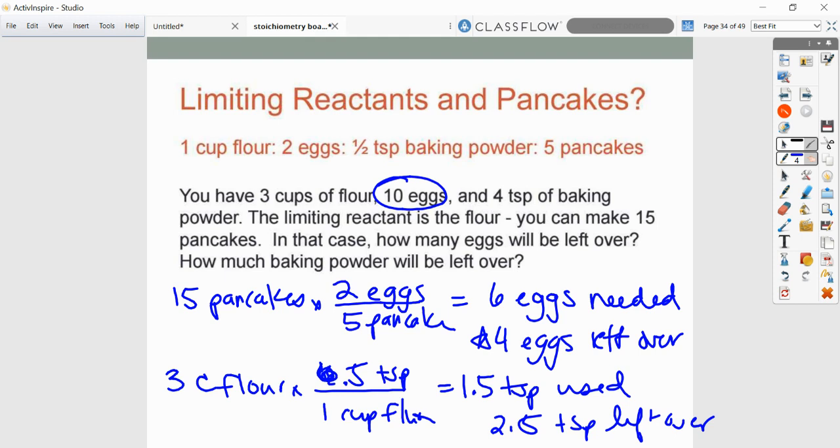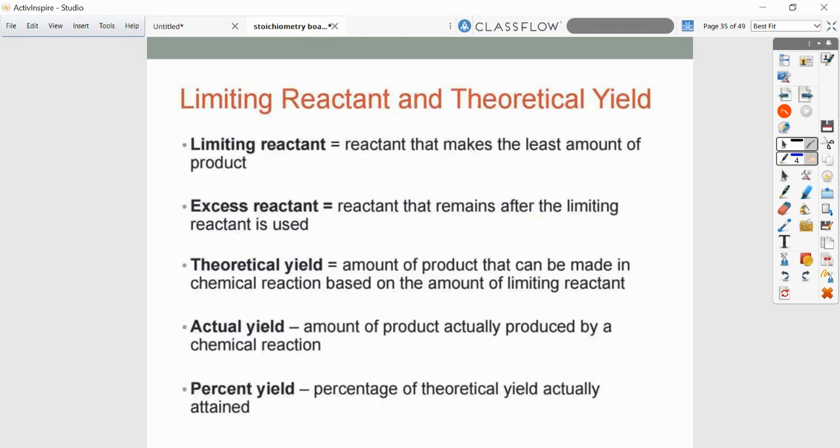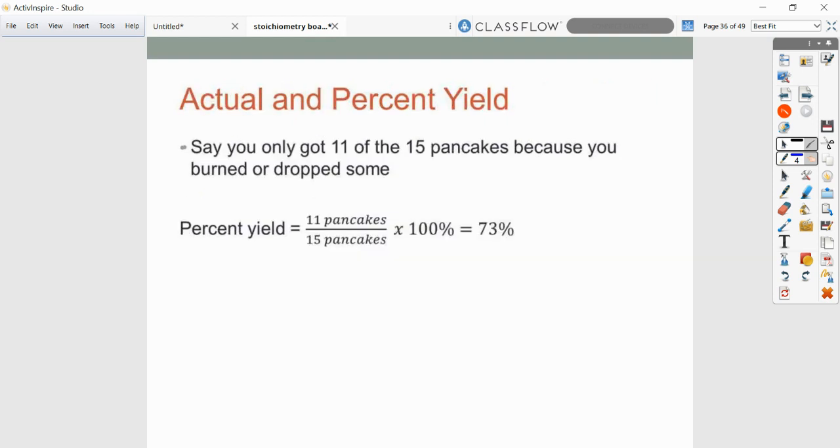So whenever we then would be looking at actual yield versus theoretical yield, we'll come back to this, like say that we only got 11 of the pancakes because you dropped some or you burned some. Then if we got 11 out of 15 pancakes, then we would get a 73% in terms of our percent yield.